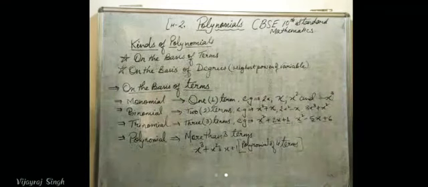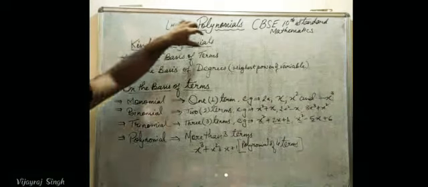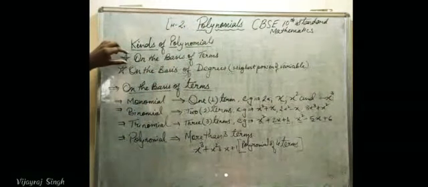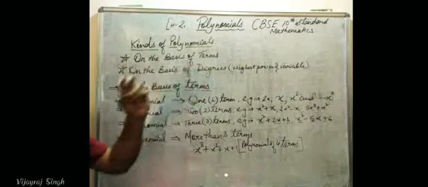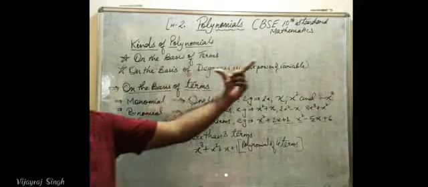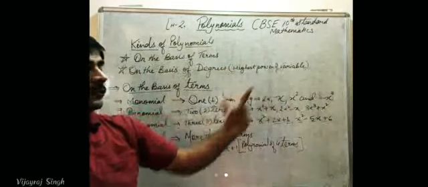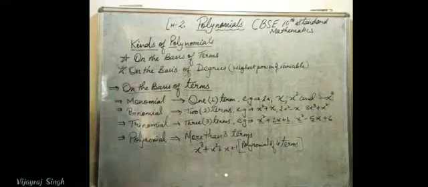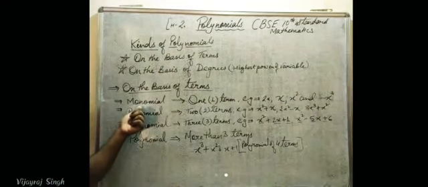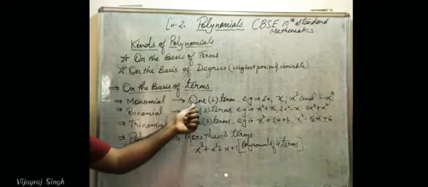Again, we can see kinds of polynomials. There are two kinds: on the basis of terms and on the basis of degrees. Degree is the highest power of the variables. The first kind I took is on the basis of terms: monomial, one term.